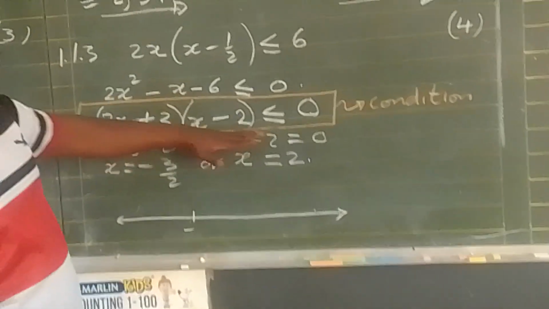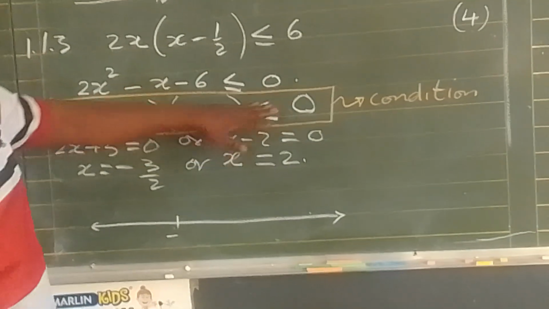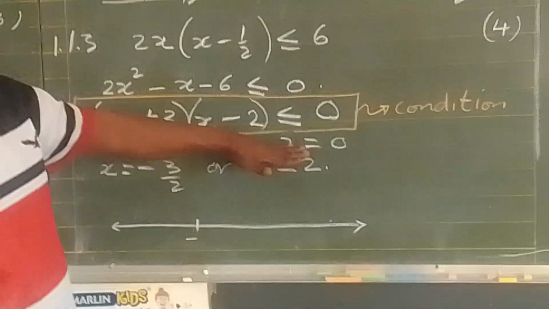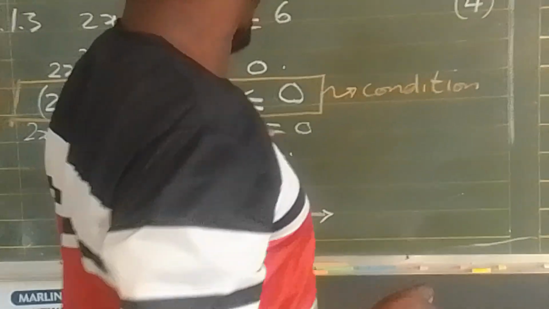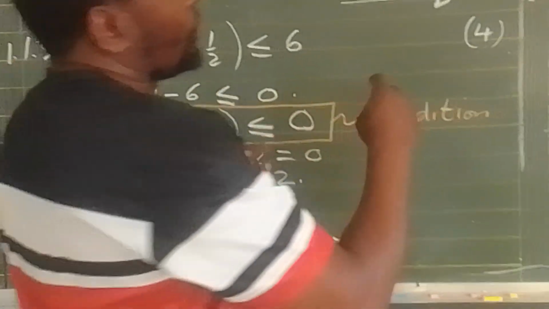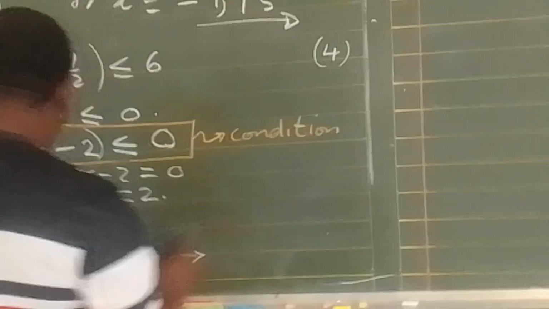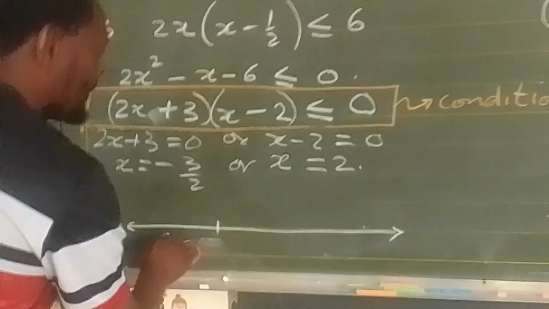You come to the condition. The condition says you must have everything to be less or equals to 0. So remember, anything that is less than 0 is, take for instance, this is your number line. This is your number line.